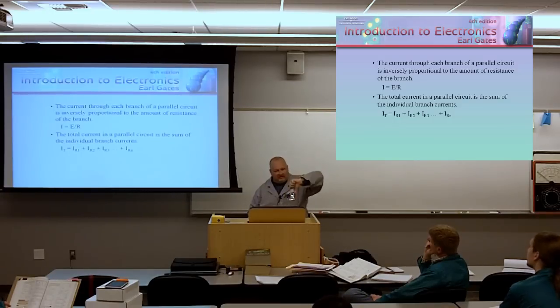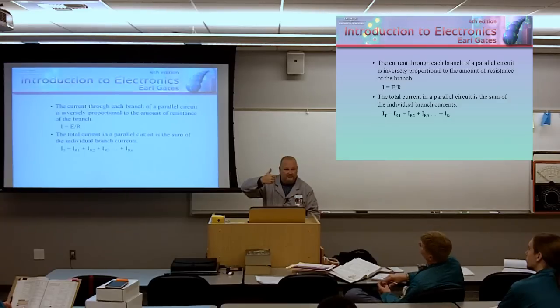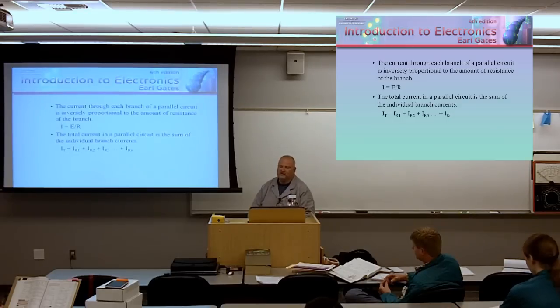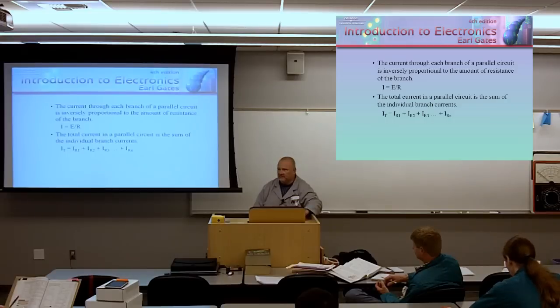Bigger accident, less flow of traffic. Smaller accident, traffic flow increases. Plain and simple. So keep that in mind. The value of least resistance in a parallel circuit will have the highest current flow through it. The total current in a parallel circuit is the sum, literally the sum of the individual branch currents. That's why we call parallel circuits current dividers.